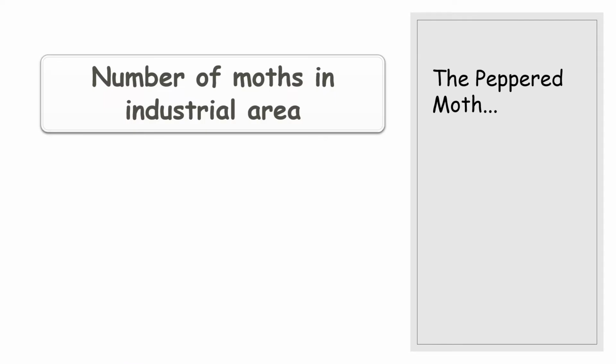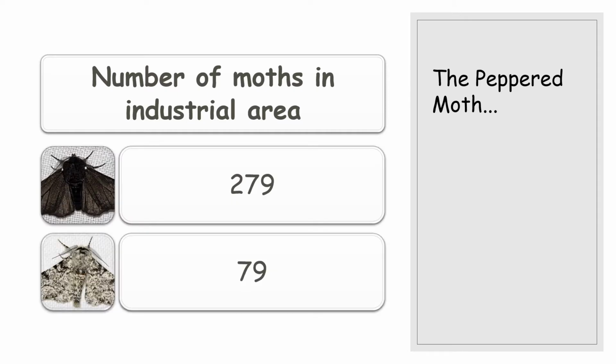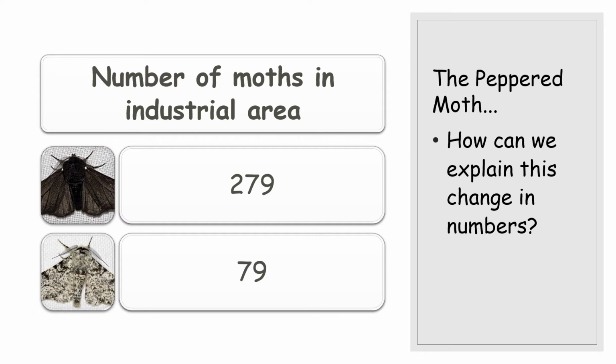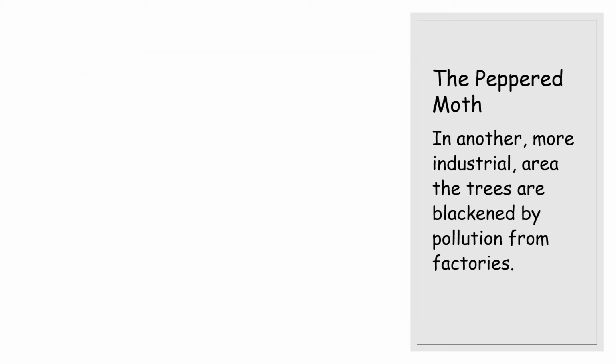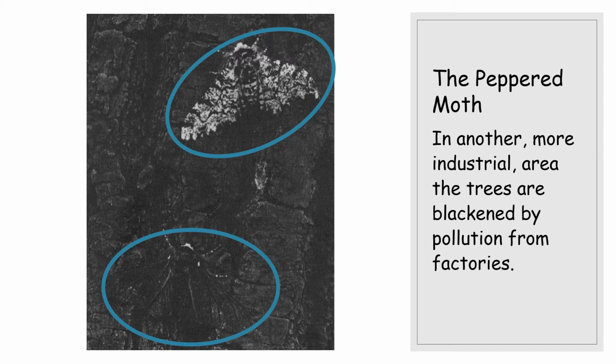However, if we sample the moths in an industrial area, we get quite a difference, with the melanic moths or dark moths being far more abundant than their light variants. So how can we explain that change in numbers? In industrial areas, particularly after the Industrial Revolution and before we had environmental campaigns, we're far more likely to be blackened by pollution from factories and from transport. And straight away, you might be able to spot our light variant far more readily than the melanic variant.